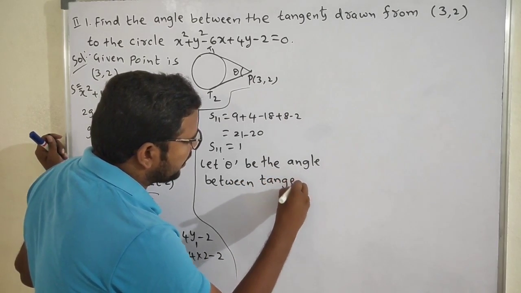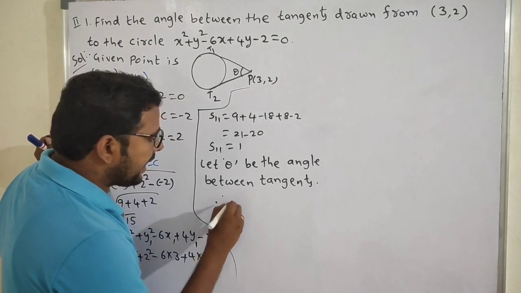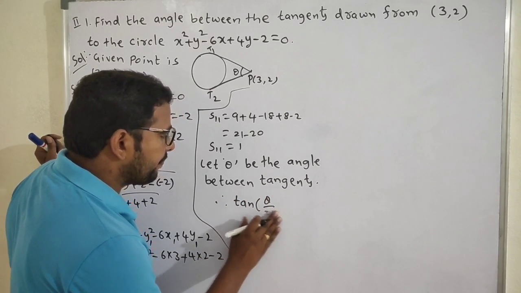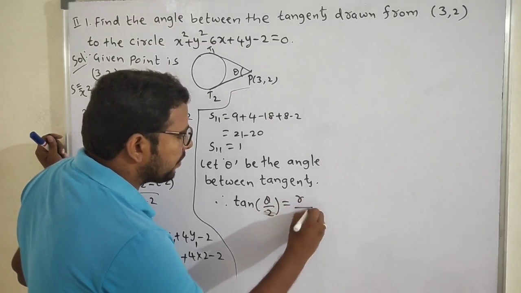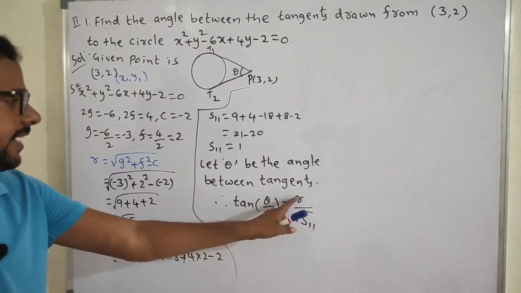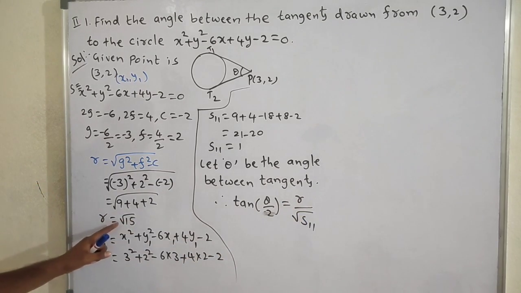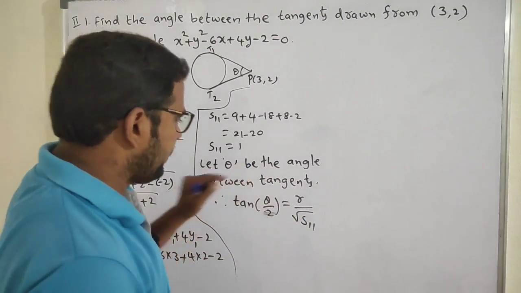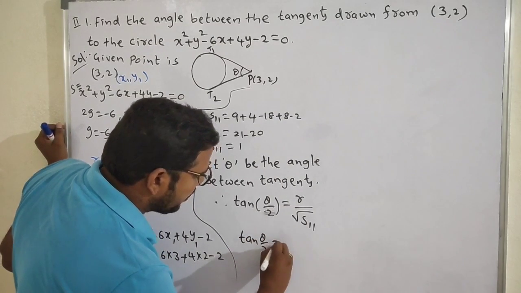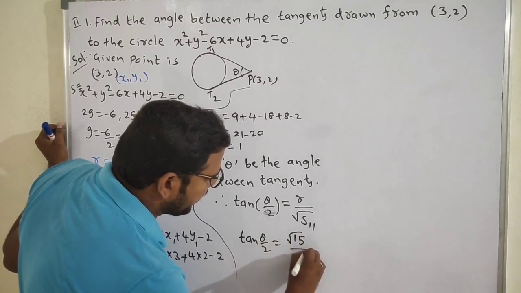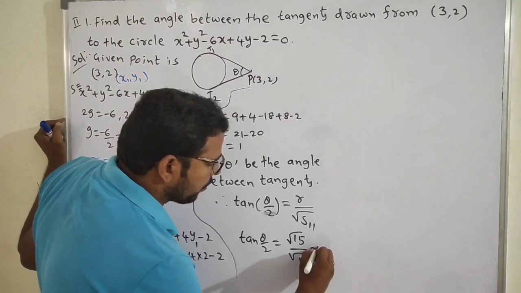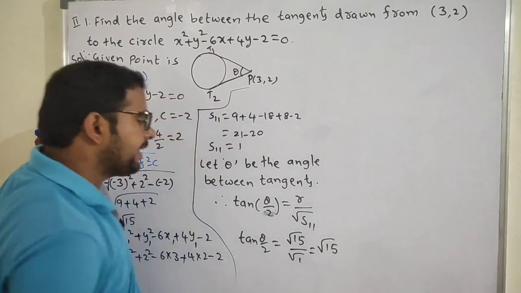So we have one formula. What is the formula? Therefore tan theta by 2 is equal to r by under root S11. Now substitute values. What is the radius? r is equal to root 15. S11 is equal to 1. So tan theta by 2 is equal to root 15 by root 1, and root 1 is 1, so it is equal to root 15. This is the tan theta by 2 value.